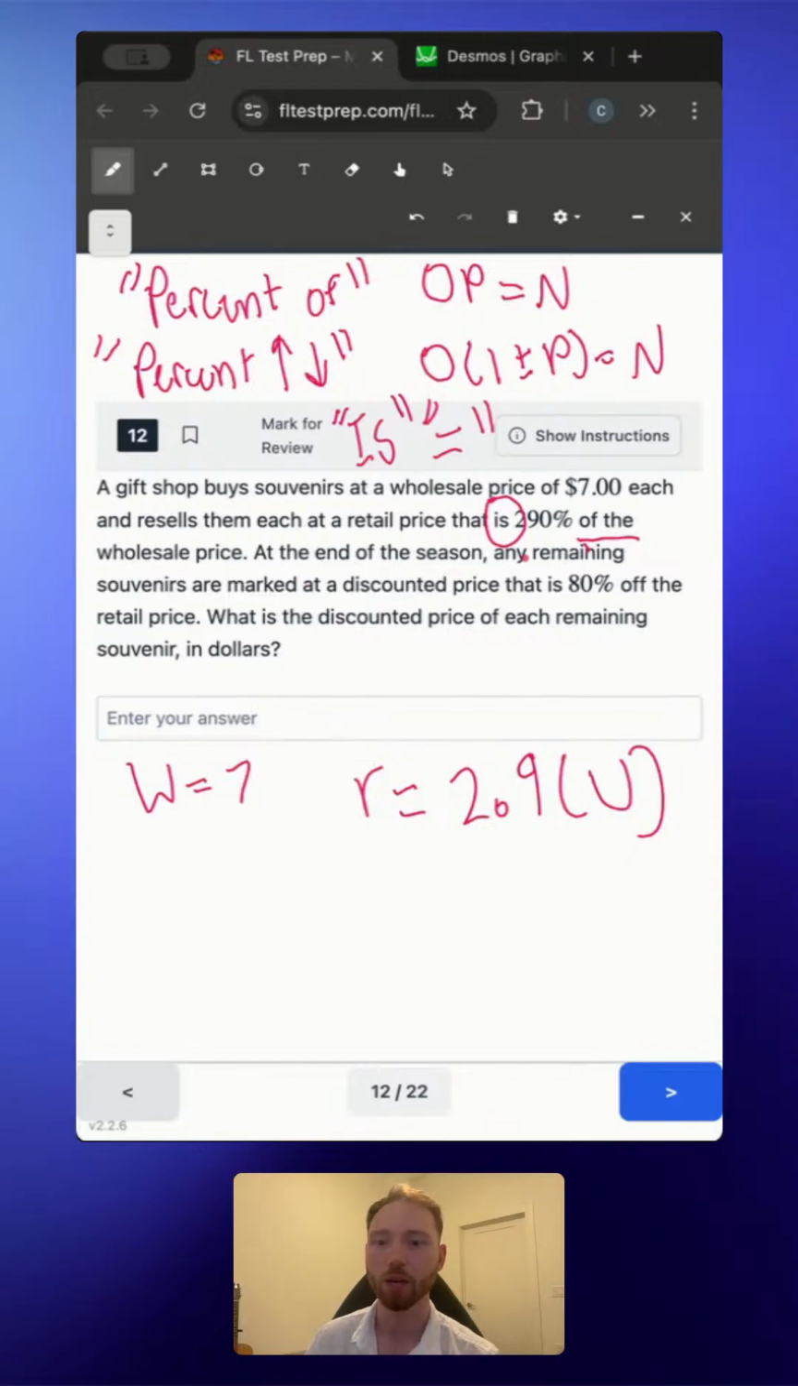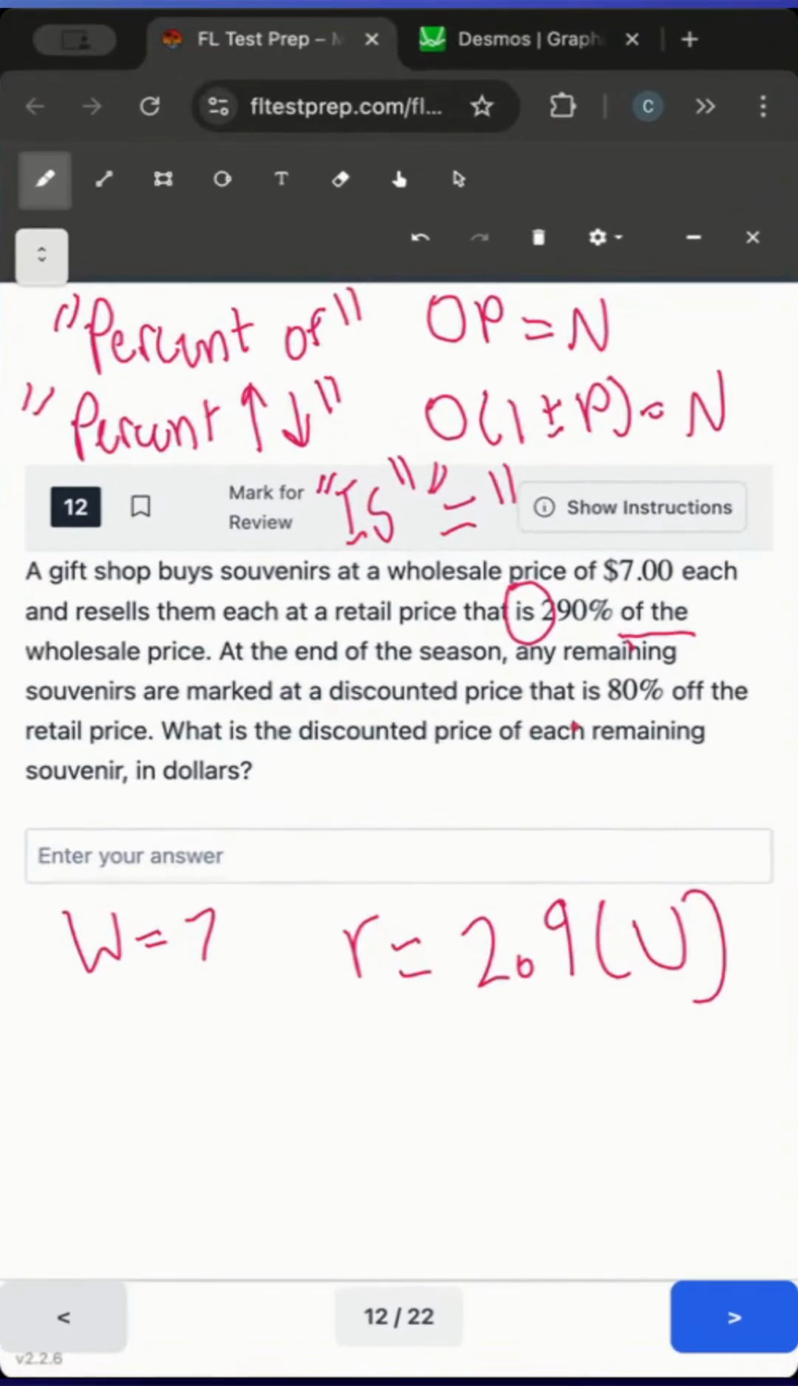At the end of the season, any remaining souvenirs are marked with a discounted price that is 80% off the retail price. So we know that the discounted price is, so D equals, because that is 80% off the retail price. So not of, but off the retail price. This means a percent decrease. So it's going to be our retail price times 1 minus 0.8. And then now we can just plug and chug, and get the correct answer.